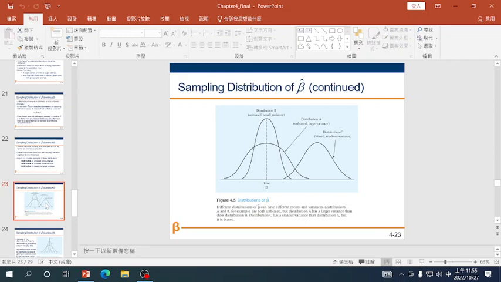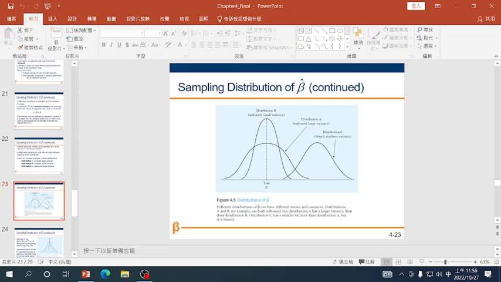Look at the distribution. I think it's easier to see the graph instead of the math. What's the difference between A and B? Look at both of them, the highest parts. The highest part is at beta. Here is the location of beta. So for A and B, the expected value is also equal to beta, so it meets the requirement. Therefore, A and B are both unbiased.